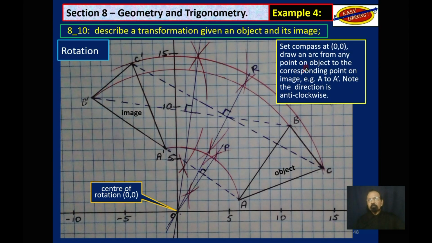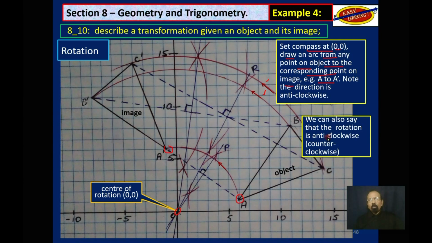So this is fairly simple. Set your compass point at the center of rotation and draw an arc from any point on the object to the corresponding point on the image, say A to A'. Notice the direction, and you could do the same thing with B to B' and C to C', but you don't have to. So the question is, in which direction did you move that compass? The rotation is anti-clockwise or counterclockwise, so we know that much.